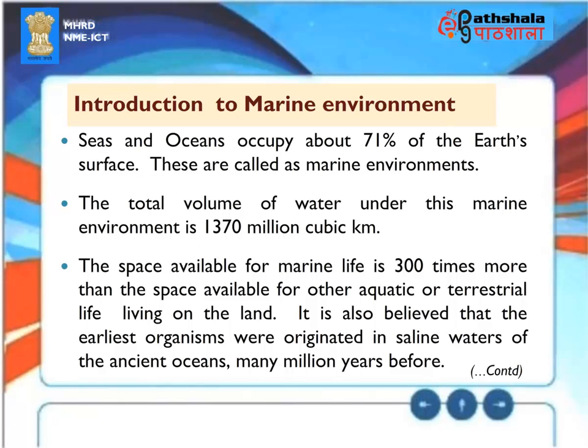Introduction to marine environment. Seas and oceans occupy about 71% of the Earth's surface. These are called marine environments. The total volume of water under this marine environment is 1,370 million cubic kilometers. The space available for marine life is 300 times more than the space available for other aquatic or terrestrial life living on the land.